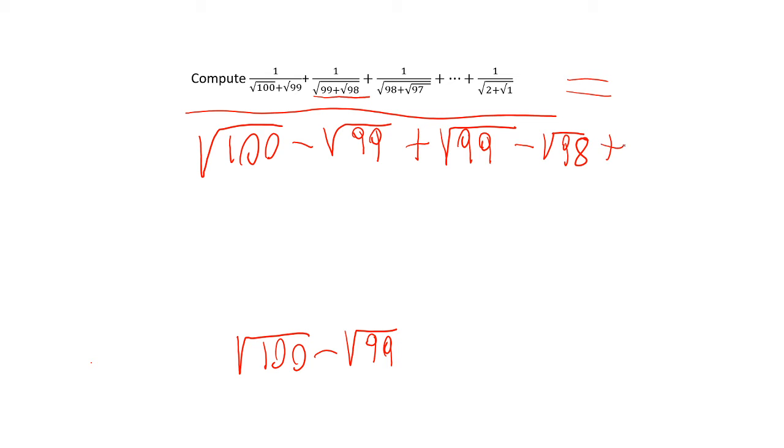Now, over here, if we rationalize this, it's the same thing. We're going to have the square root of 98 minus the square root of 97, because when we rationalize it, we're going to have 1 in the denominator. And this is going to go all the way until we hit a term over here.